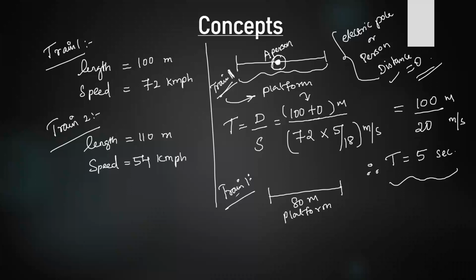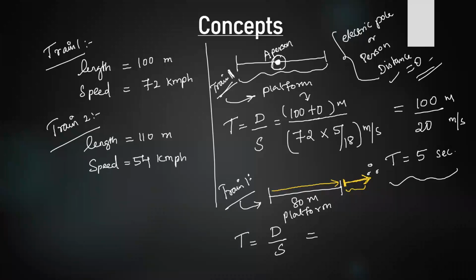Is it clear? Suppose the same train has to cover a distance of 80 meter platform. Now the platform length is 80 meter. So how long will it take to cross a platform? This is the question. Train one: how long will it take to cross a platform of 80 meter length? Again, the question is distance by speed.